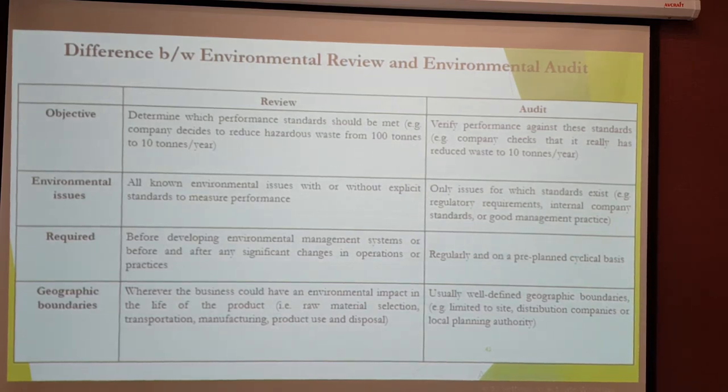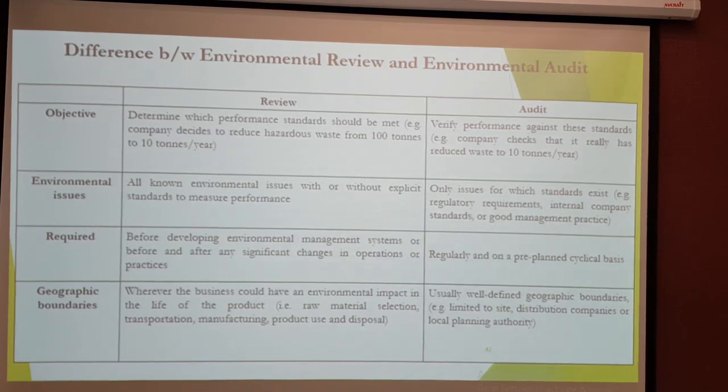Like the company checks that it really has reduced waste to 10 tons per year or not. If they complied, that means the audit has been successfully conducted. And in case of environmental issues, in review, all known environmental issues are covered without an explicit standard to measure the performance. Whereas in case of environmental audit, only issues for which a standard exists, like regulatory requirement, internal company standard, good management practices, etc., can be covered under audit.